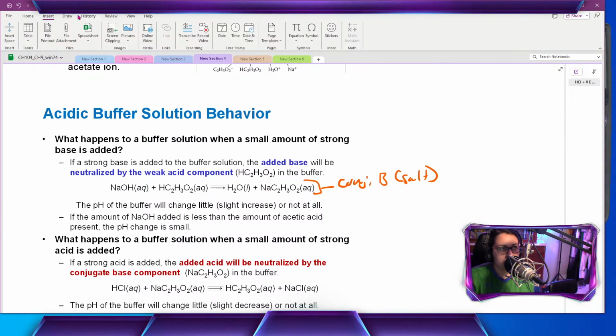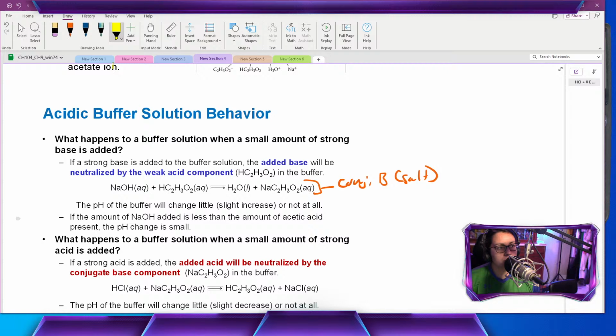And keep in mind what I said earlier, that we can't overwhelm our buffer, right? So you have a limit. So obviously you can't neutralize it all and have a large excess. Then our buffer can't keep up.